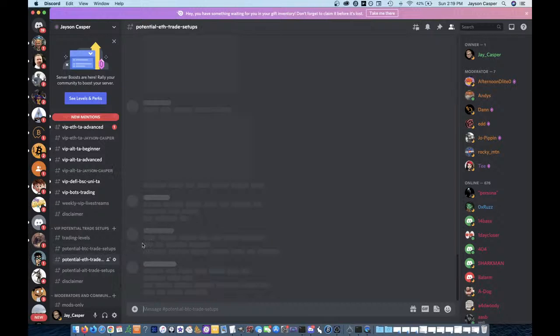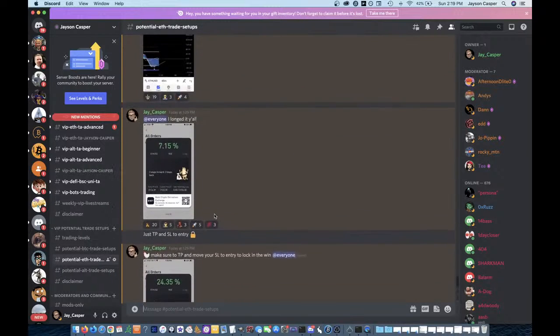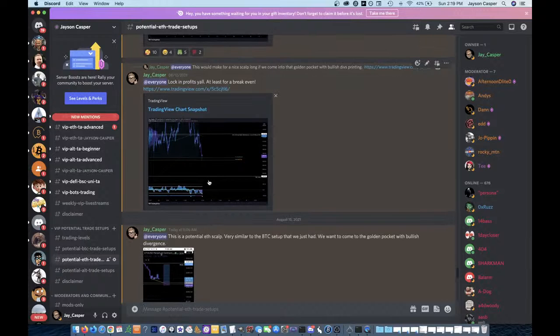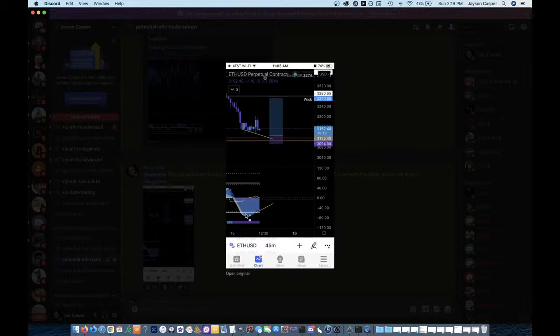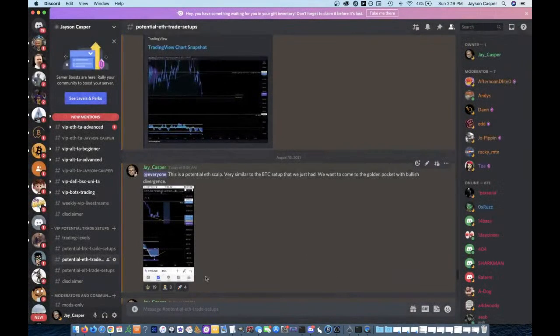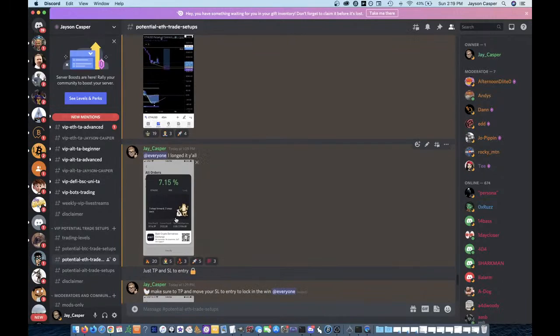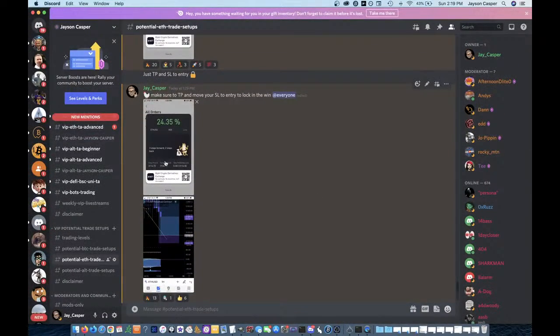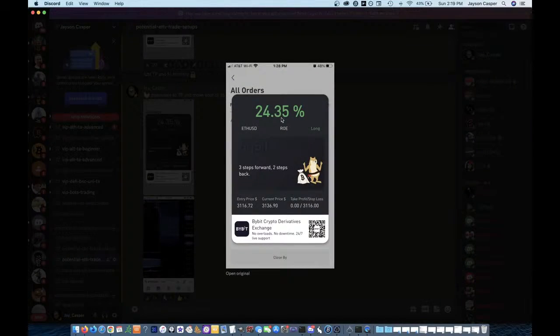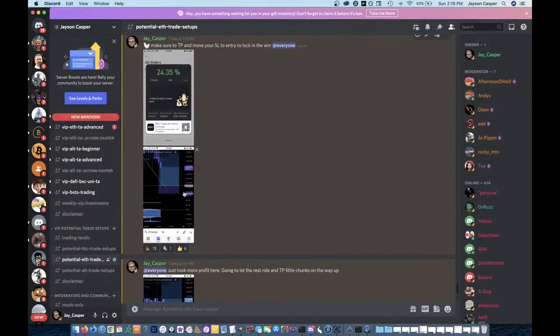And then later on today, I also saw this potential setup right here, a potential scalp on ETH, very similar to the Bitcoin trade we had this morning. I wanted to come down to the golden pocket. I saw we were starting to print the bullish divergences on Market Cipher B on some of the higher time frames, okay? And we came down to that level. I entered the trade, got a nice little bounce, and then I basically took some profit at 24%, and the chickens were drinking, guys. The chickens were absolutely drinking.